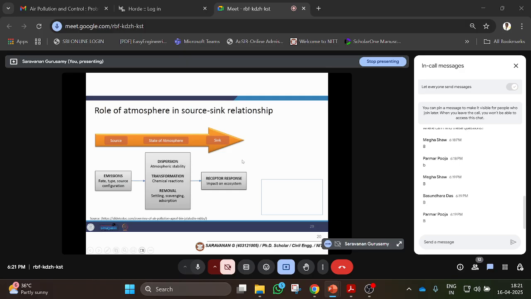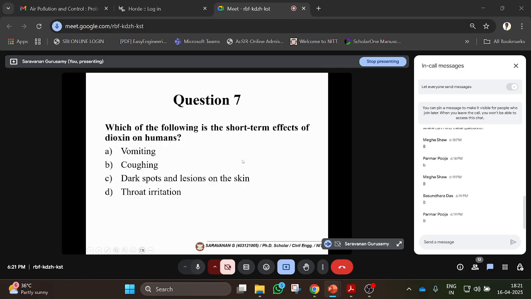Seventh question. Which of the following is the short-term effect of dioxin on humans? Short-term effects of dioxin. This is related to human health effects. Vomiting, coughing, dark spots and lesions on the skin, throat irritation. For dioxins, I am asking.